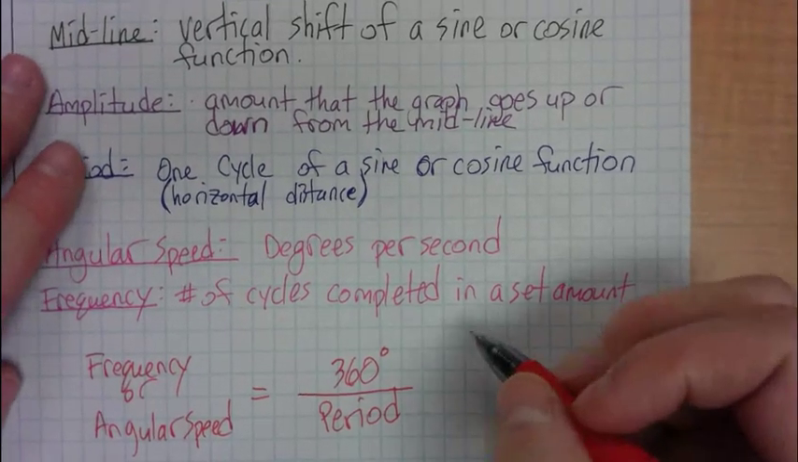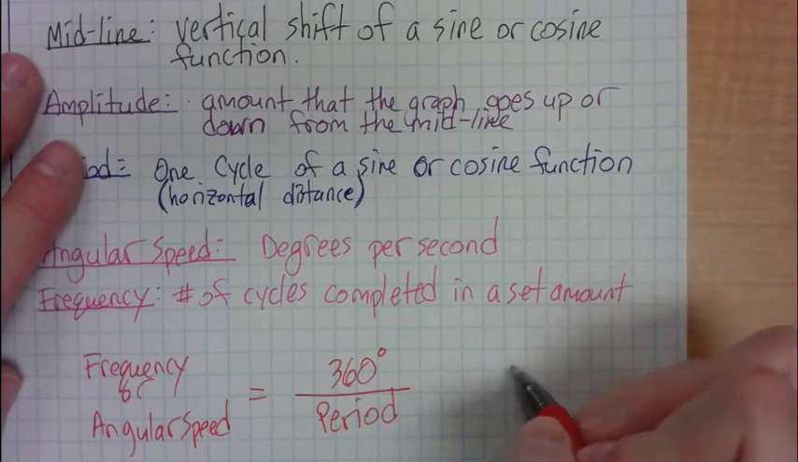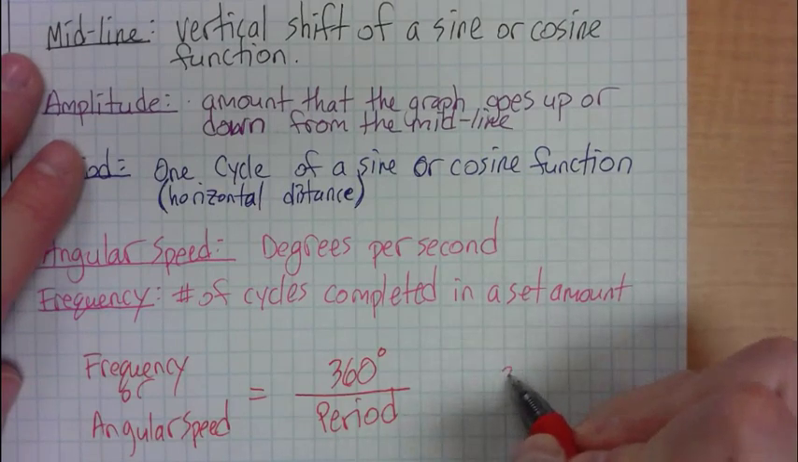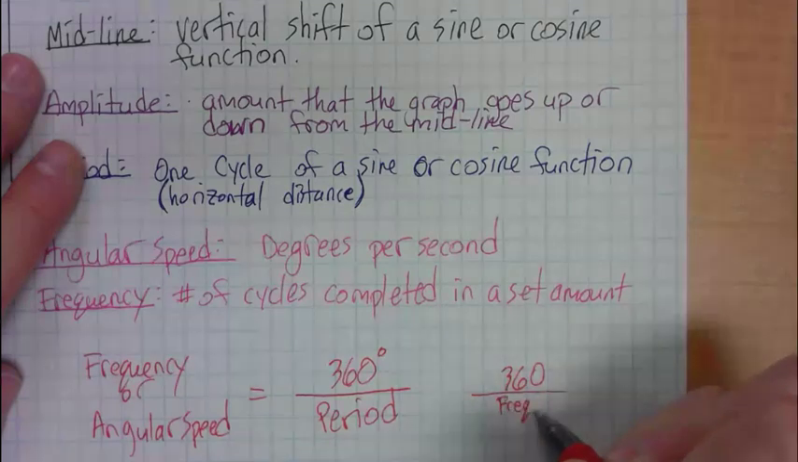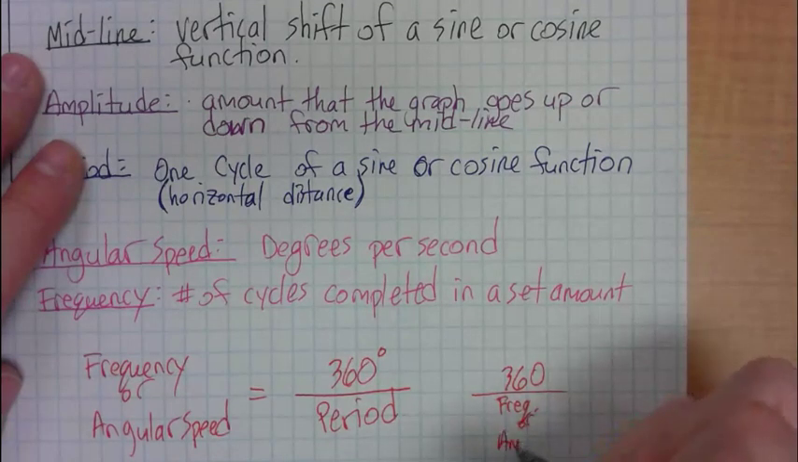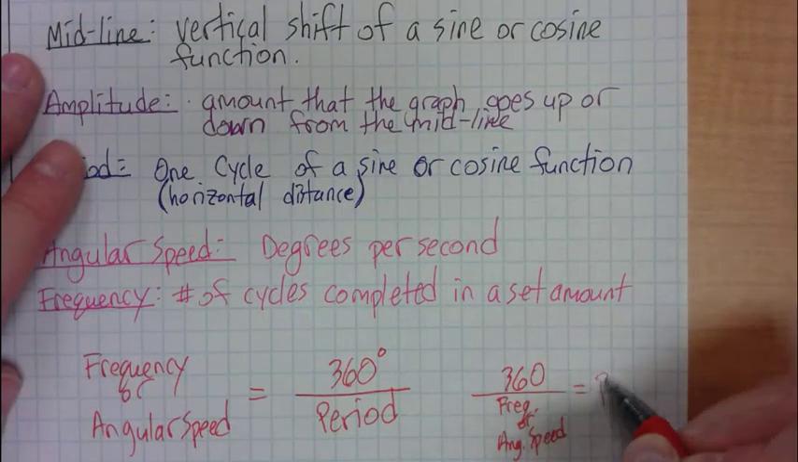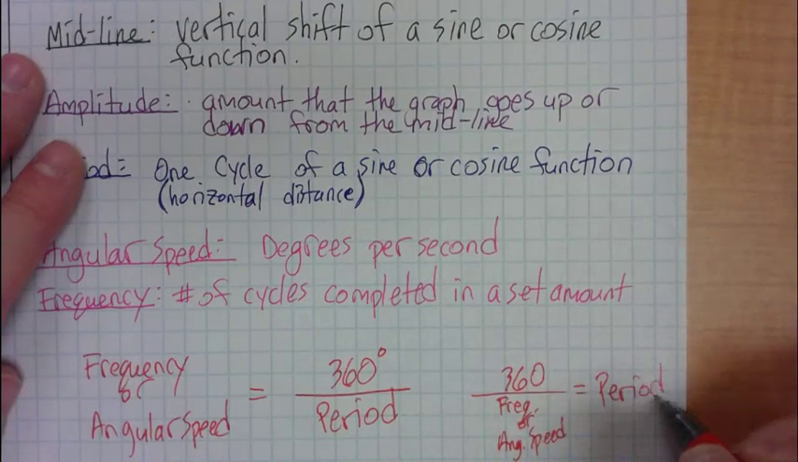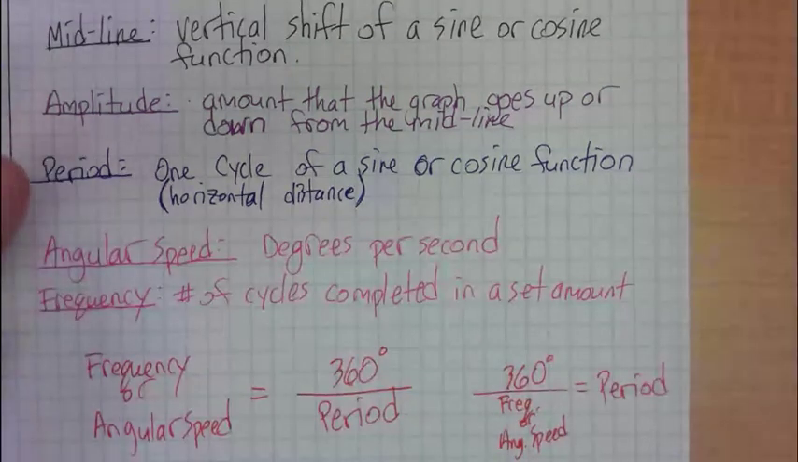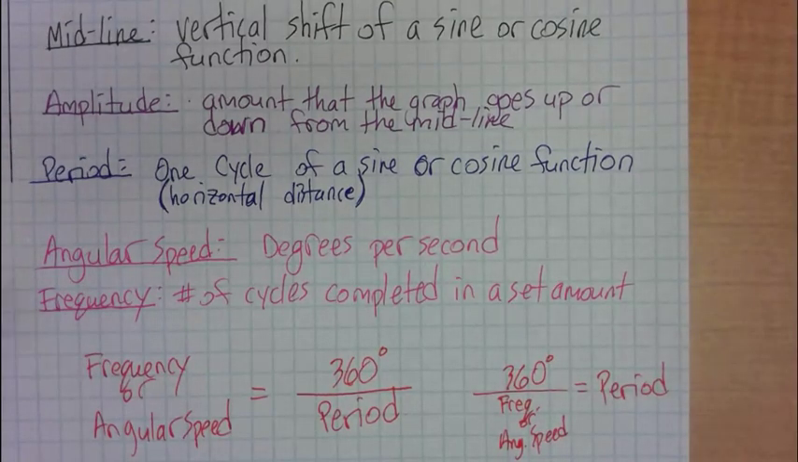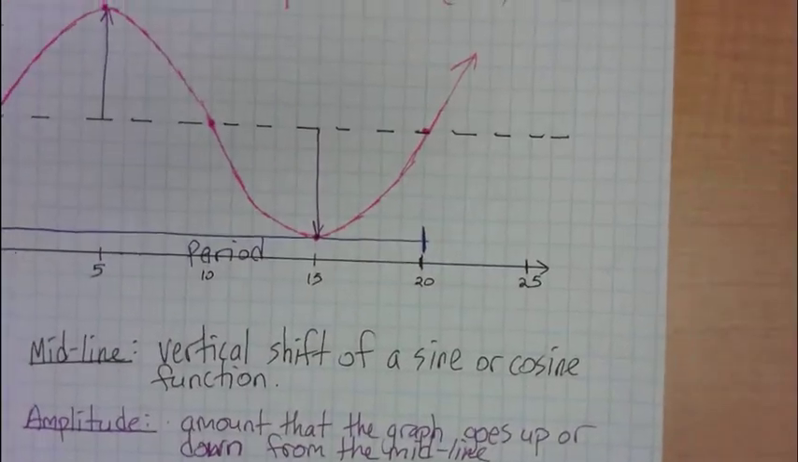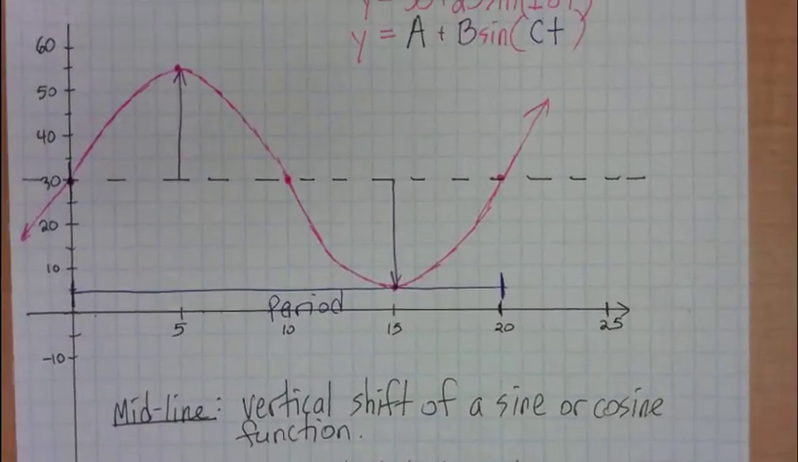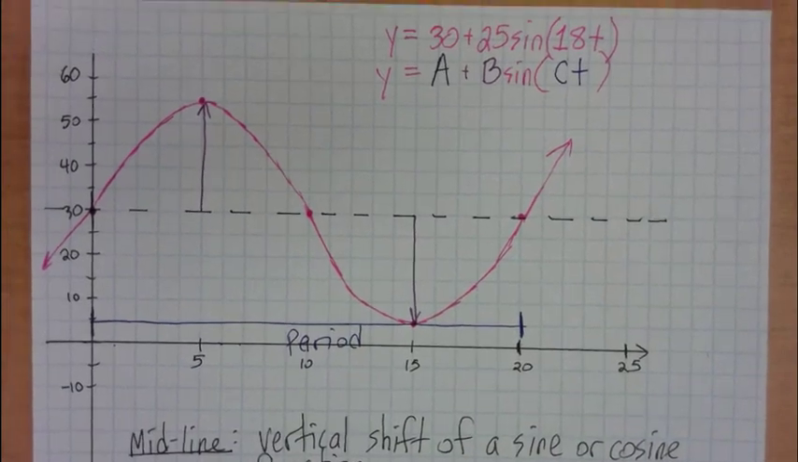The last thing in this video that we'll talk about is that you could also reverse this and do 360 degrees divided by the frequency or angular speed, and that equals the period. Whichever direction you're doing it, if you're working with degrees, you can do 360 divided by either one and get the one you are missing. And that's a quick overview of some important vocab for the graph of sine.